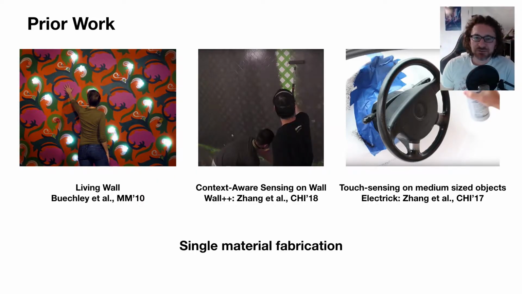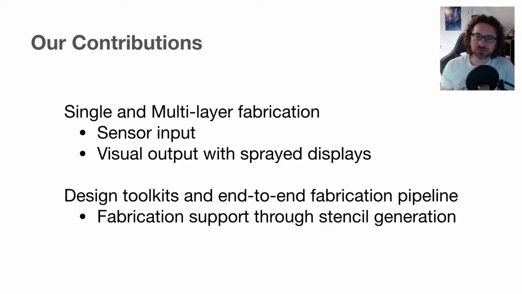Other researchers were also interested in this question of how we can make large-scale user interfaces, and some work has been done on interactive walls. For example, Büchle and colleagues and Zhang and colleagues published papers on interactive walls. Zhang also published a paper in 2017, Electric, which is about sensing continuous touch by spraying conductive material on curved objects. These projects have in common that they usually use one conductive material. It's a single material fabrication process. This is not sufficient if you want to spray more advanced user interface elements, like electroluminescent displays. And this is the contribution of this work.